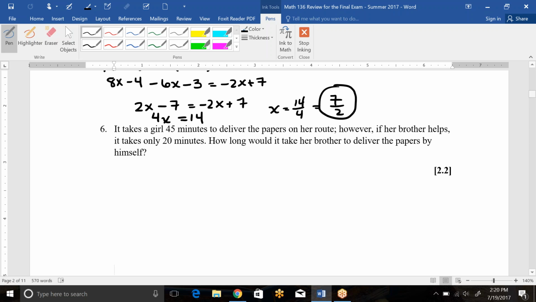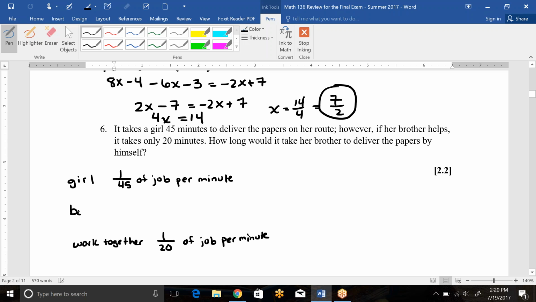What we want to do is find a unit way to talk about their actual process. We are assuming in this world that we live in that this person's not taking a break and that they're working at a consistent work rate. So if it takes the girl 45 minutes to deliver the papers on her route, she does 1 out of 45 of her job per minute if she works consistently. That's for the girl by herself. If her brother helps, so if they work together, it only takes 20 minutes. So it would be 1/20th of the job per minute.